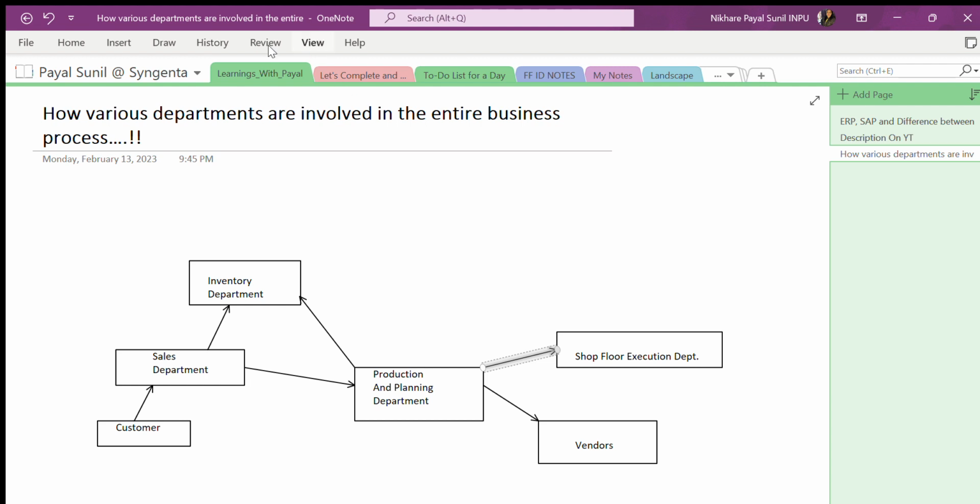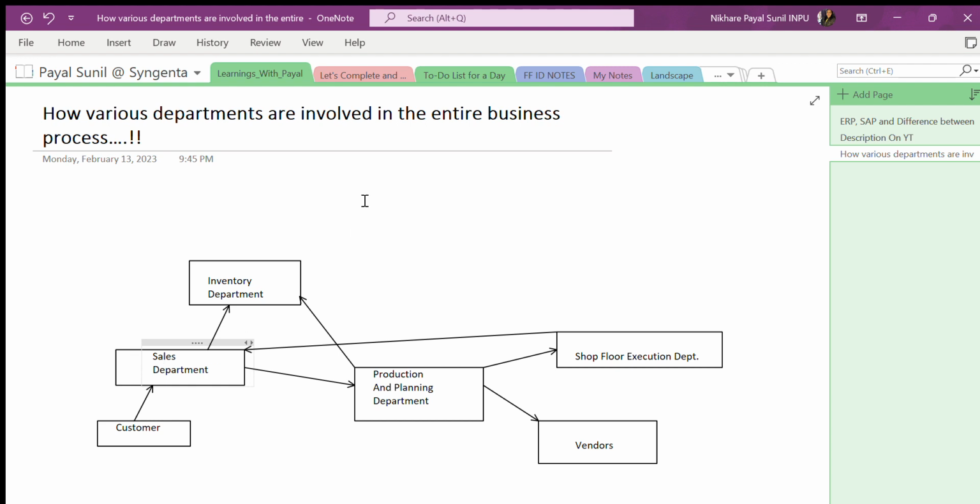Now let's assume that finally the shop floor execution department has manufactured that product completely. After that, it will forward that product to the sales department directly, since the product is ready now. Once the product is ready, they will forward it to the sales department, and the sales department will then deliver that product to the customer.